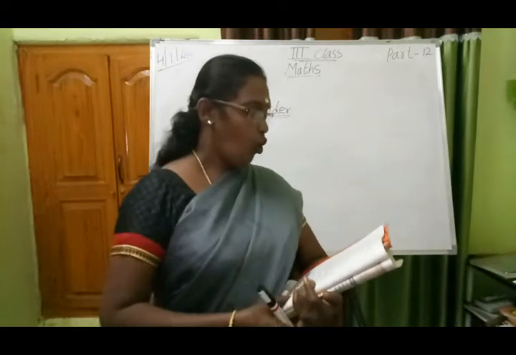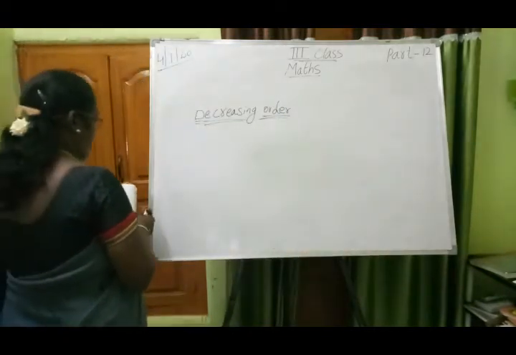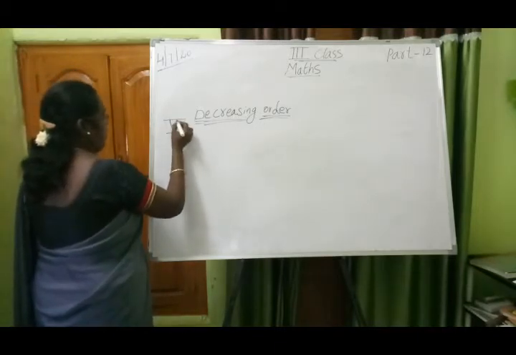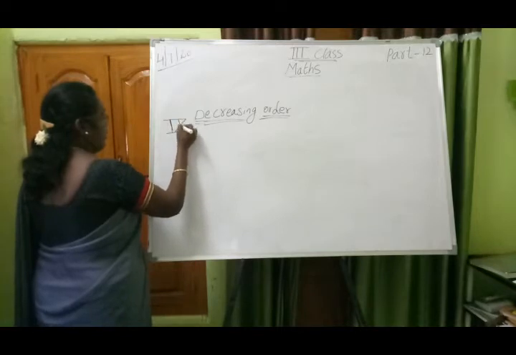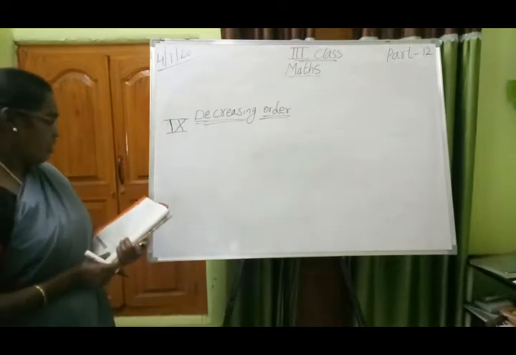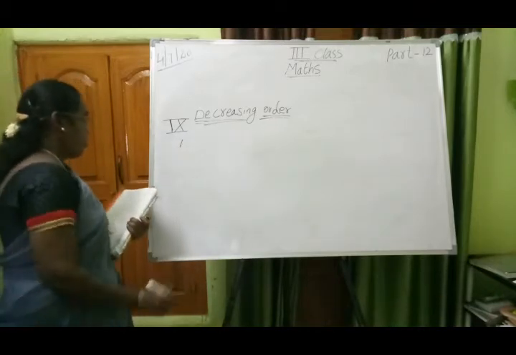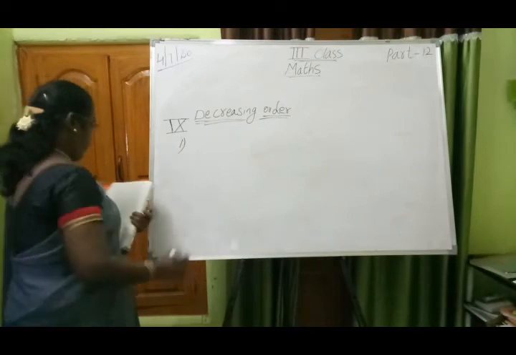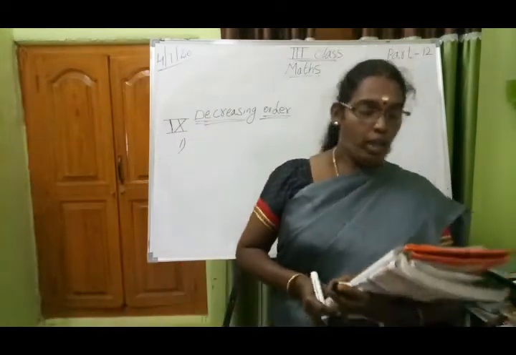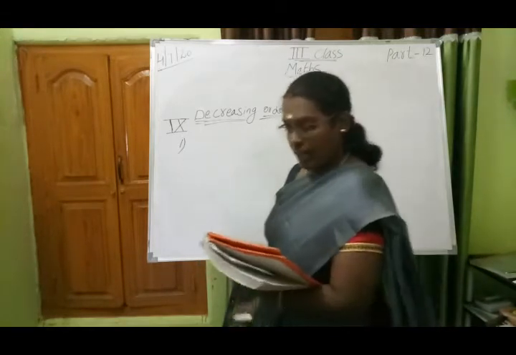What is given, children? Roman number 9. Okay, the Roman number is 9. The first one, see, children. In descending order, page number 90, Roman number 9. First sum we can see here.